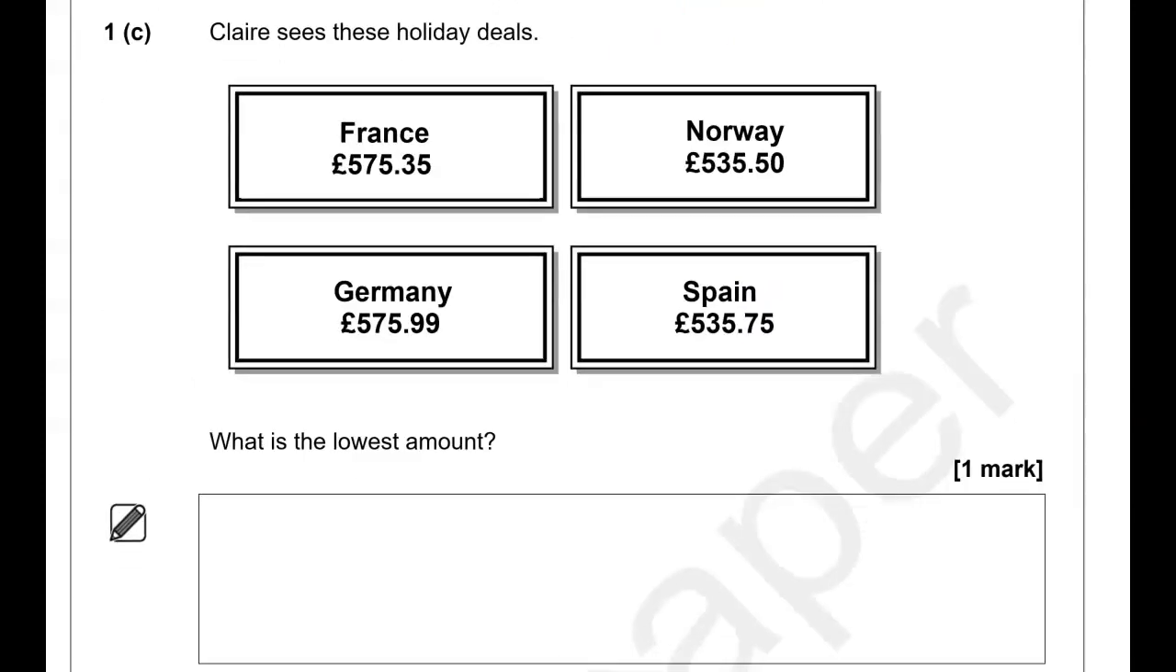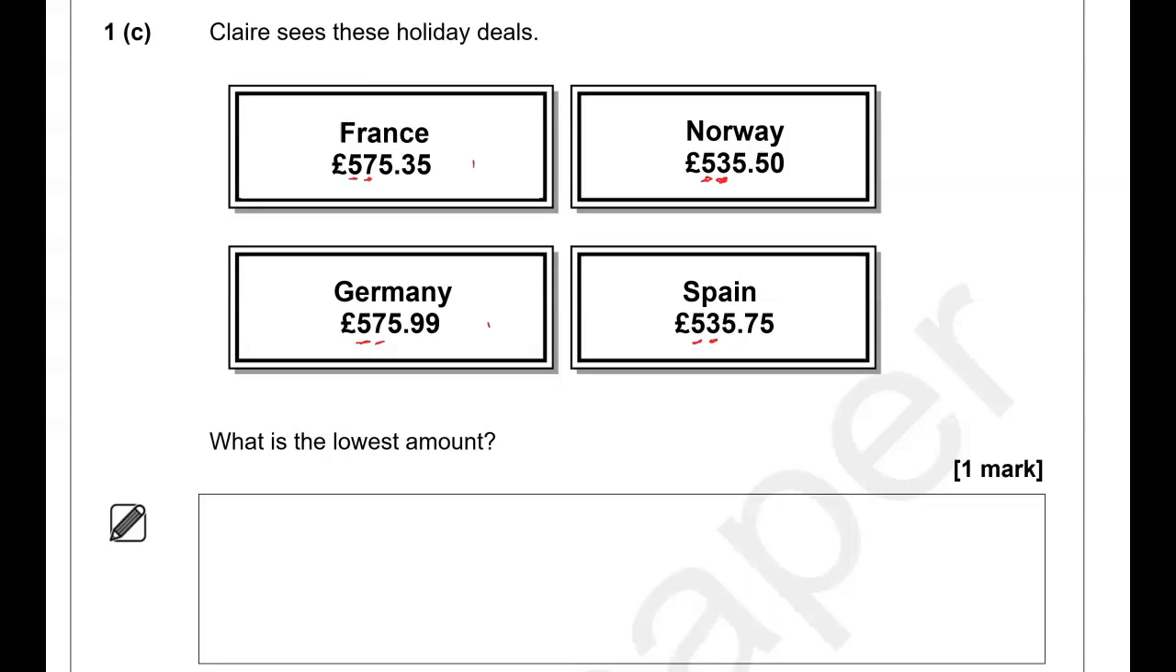Claire sees this holiday deals. France £575 35 pence, Norway £535 50 pence, Germany £575 99 pence, Spain £535 75 pence. What is the lowest amount? So looking at these, they are all between 500 and 600. So that first digit doesn't help us much. For that reason, we need to look at the second digit. So that's a 7, that's a 3, that's a 7, that's a 3. So those with a 3 as their second digit will be lower than these two. So we need to focus on Norway and Spain.